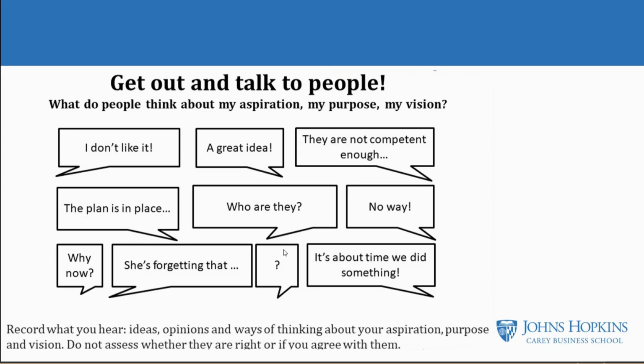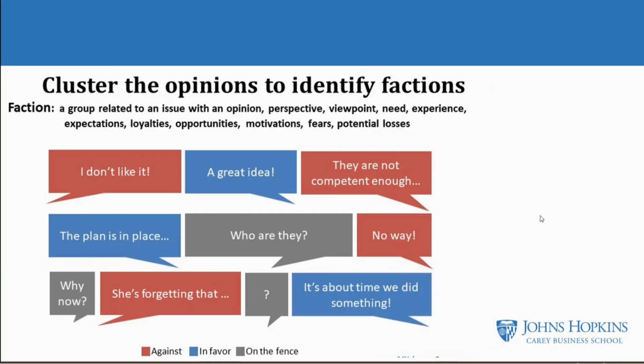You will not assess whether or not you agree with them at this point. You will simply find out what is out there. After you do that, you will cluster the opinions and you will identify some factions. What is a faction? Let me define it. It's a group related to an issue with an opinion, perspective, viewpoint, need, experience, expectation, loyalties, opportunities, motivation, fears, potential losses that they have in common. So every time you have a group, an idea, you have people with different opinions.